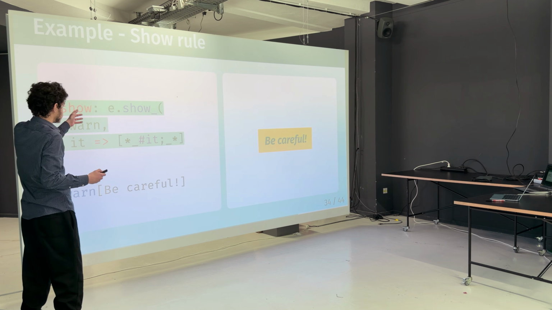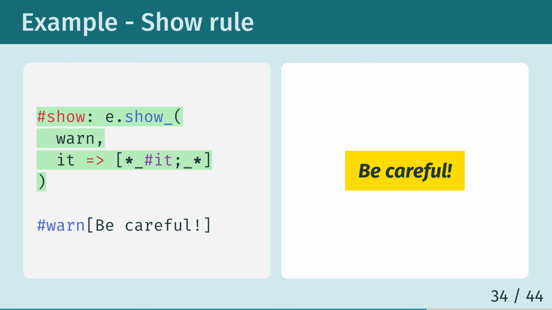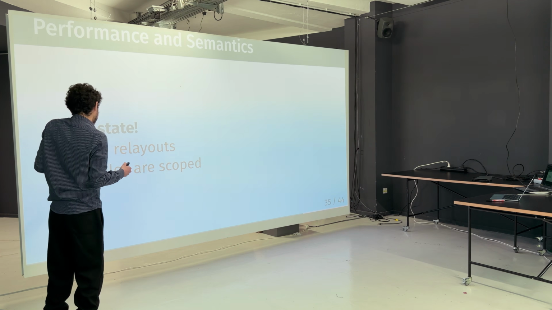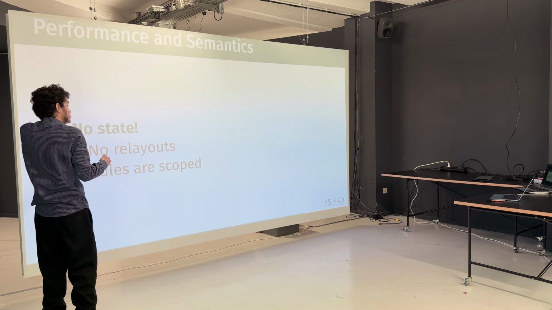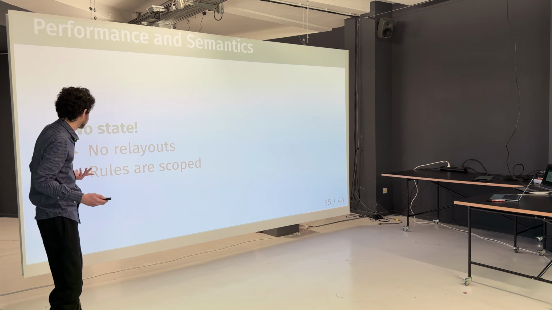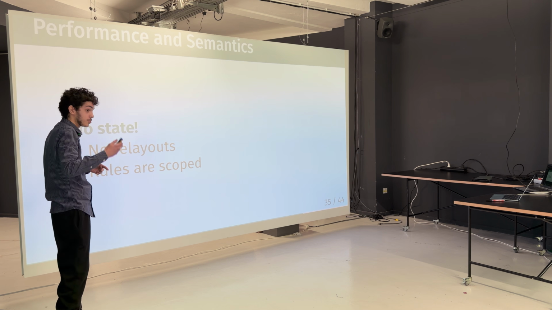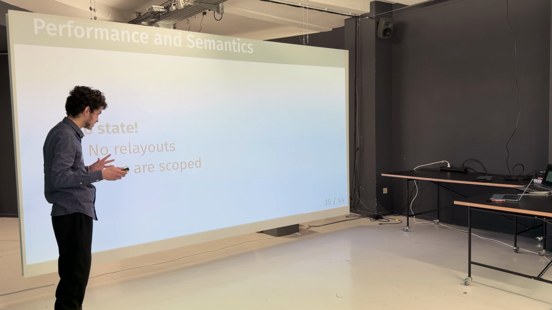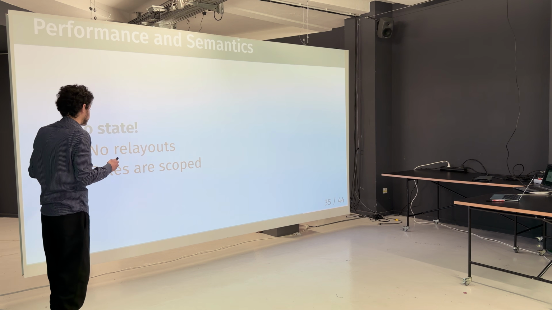It has show rules, so you can redefine my template, a warning box, to have strong and emphasis, and it even does that without using any state in the implementation. So it's actually pretty performant because it has no relayouts. It works precisely using set rules. It uses show and set rules internally to do what it has to do.